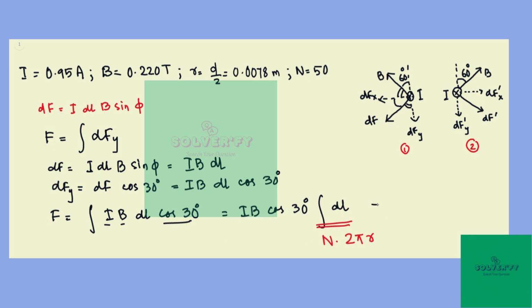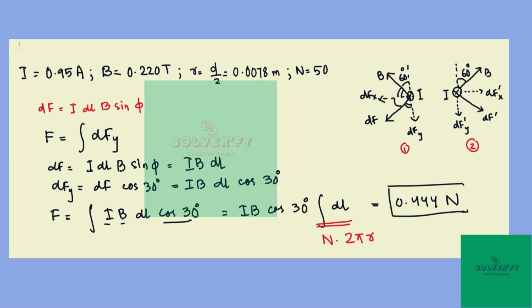So now we can solve this, and we see that the value of this force comes out to be 0.444 Newton. And this value is along the y direction, specifically negative y. So we can write the F vector is equal to negative 0.444 Newton j cap, which indicates the direction.